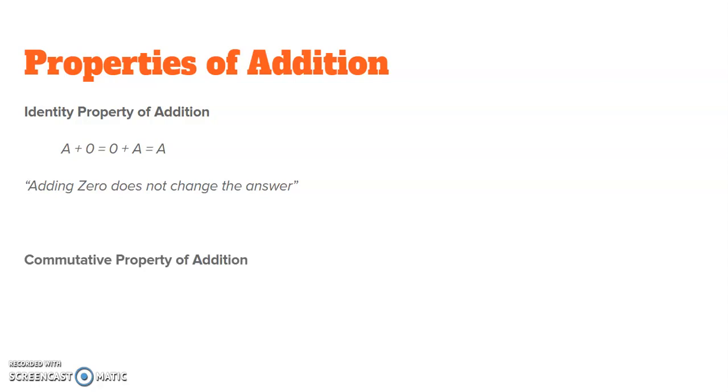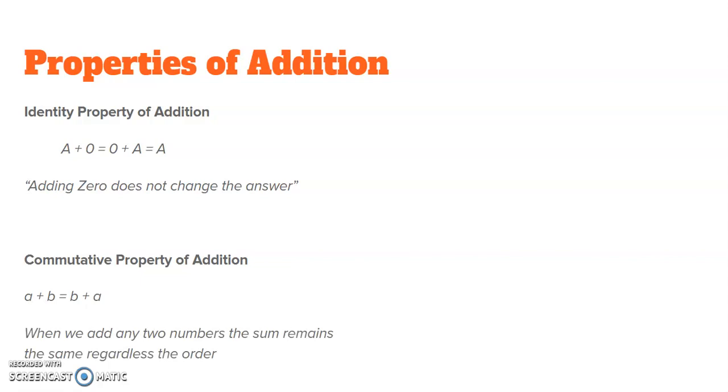We have the commutative property of addition, and that simply means that A plus B is the same thing as B plus A. Changing the order of the addends does not change the sum. The order of the numbers being added does not change the sum.